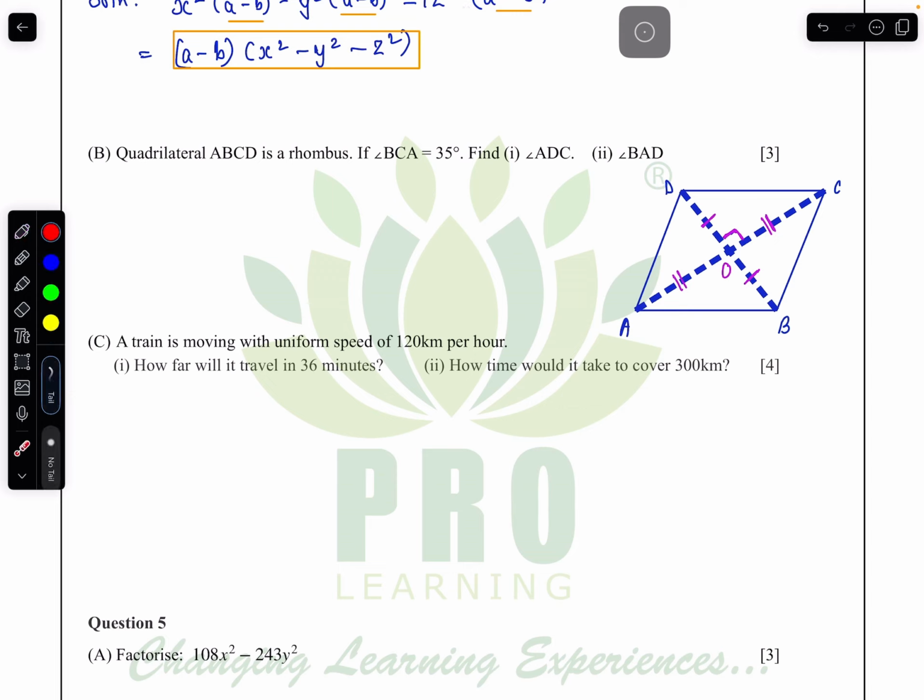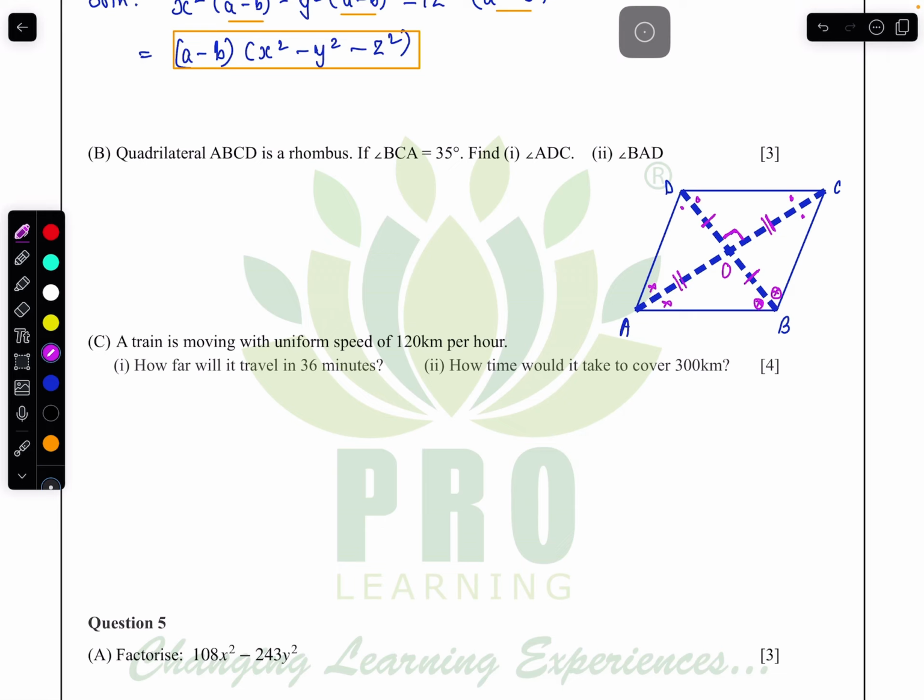And in case of a rhombus, the diagonals bisect opposite angles. So this and this angle would become equal. This and this is equal. This and this is equal. The same thing happens here as well.